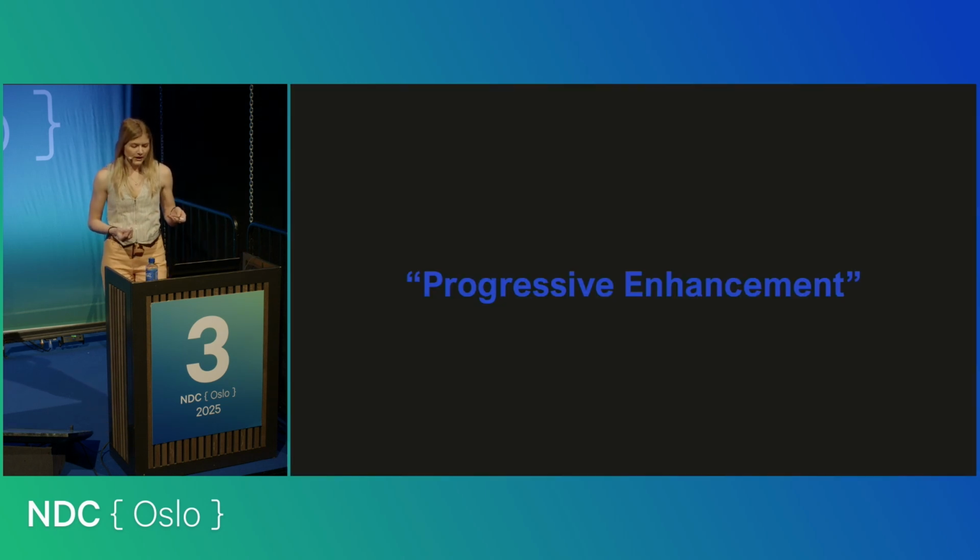And the Remix team borrowed an old term called progressive enhancement to explain this. You can start small with a plain HTML form. And you can do this because React Router scales down to the server. And then you scale the UI up later when you have the time or ambition to do that, after everything is already working.